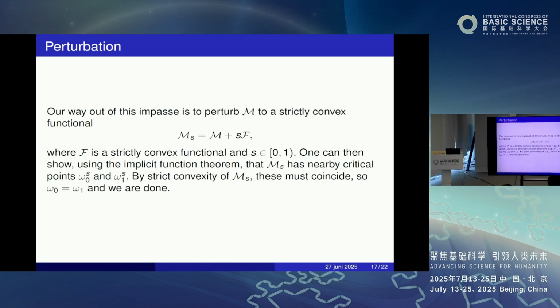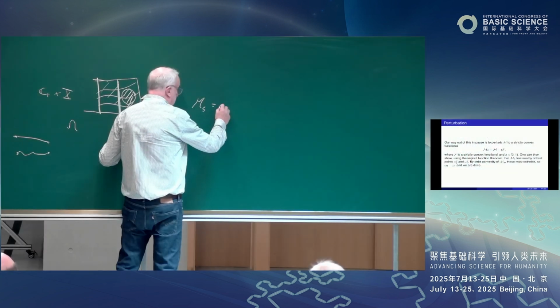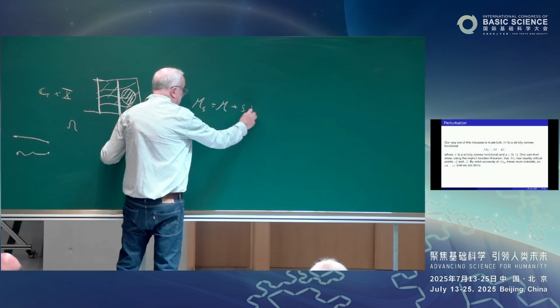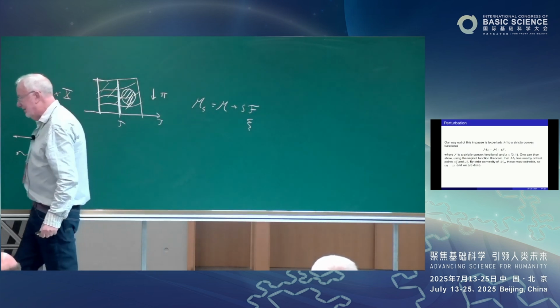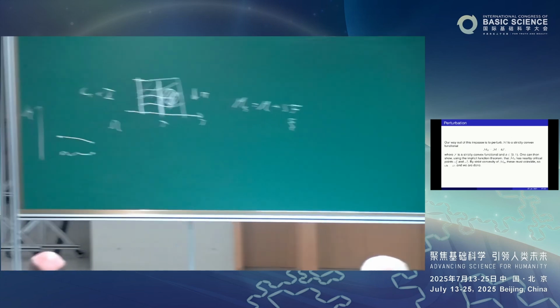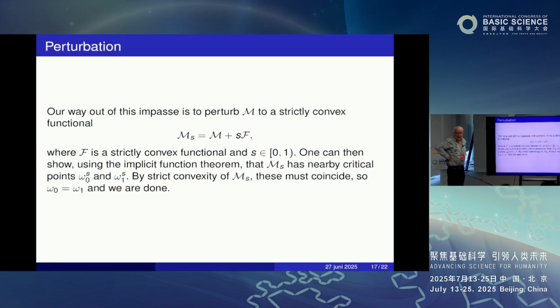So we put M_s is equal to the Mabuchi functional plus s times F, where F is some other functional. The precise choice of it is not really so very important, but it should have the property that it should be strictly convex on Mabuchi space. So we make it strictly convex by adding a small positive multiple, s should be positive, of some strictly convex function. Okay, and then I look at M_s instead.